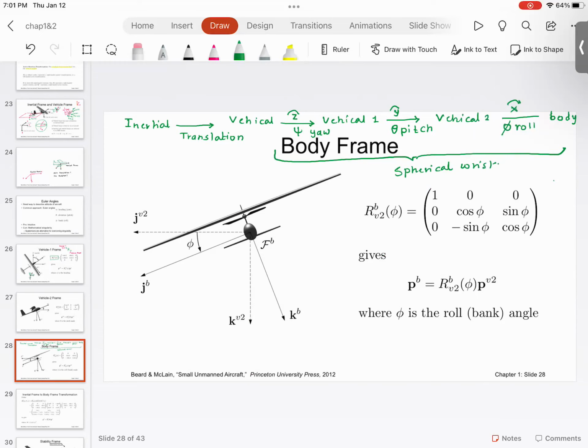Which means if I multiply the first rotation transformation about Z, the yaw, with the pitch rotation transformation about Y, multiplied by the roll transformation about X, then when I combine these three, what that means is I had an aircraft that started with an inertial frame, Earth-centered, Earth-fixed, and flew a certain distance. This is where my vehicle frame is. I yawed the aircraft, vehicle 1 frame. I pitched the aircraft, vehicle 2 frame, and I rolled the aircraft, and now I am in the body frame.